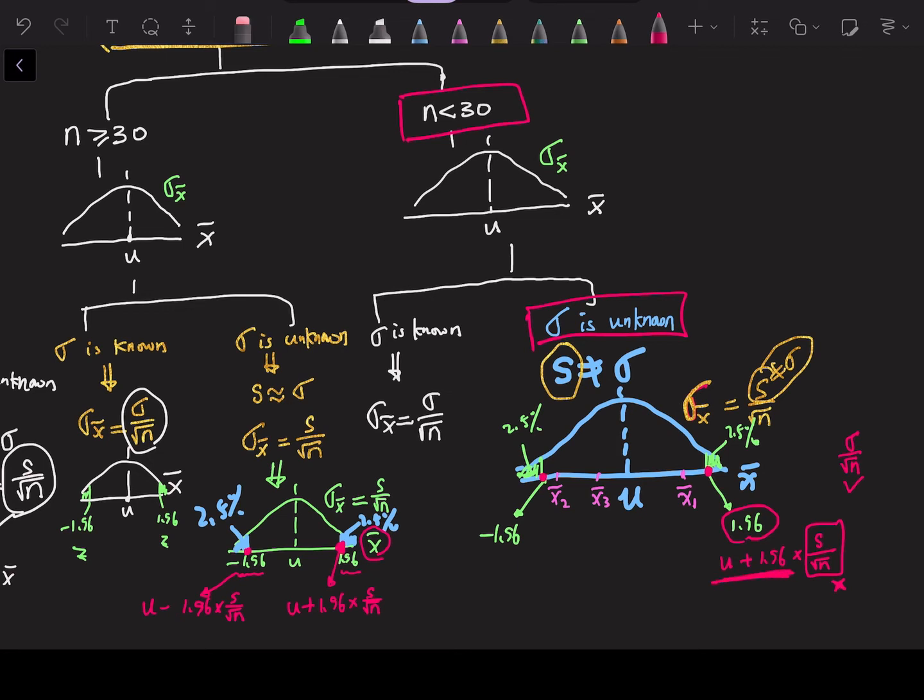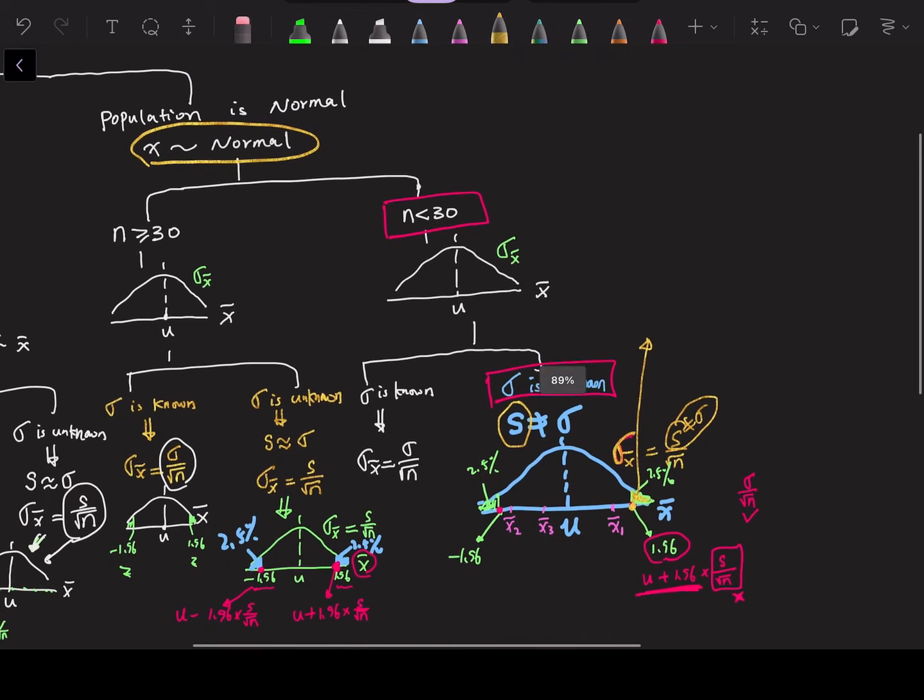So if this right area is 2.5%, the corresponding value of x bar is not 1.96 standard deviations above the mean. So you should not convert the value of x bar into a z-score. In this case, you should convert x bar into a t-statistic, or t-value, or t-score. This is the place you should consider using t. Now you should convert this value, corresponding to 2.5% on the right tail, into a t-statistic. So now let me write here.